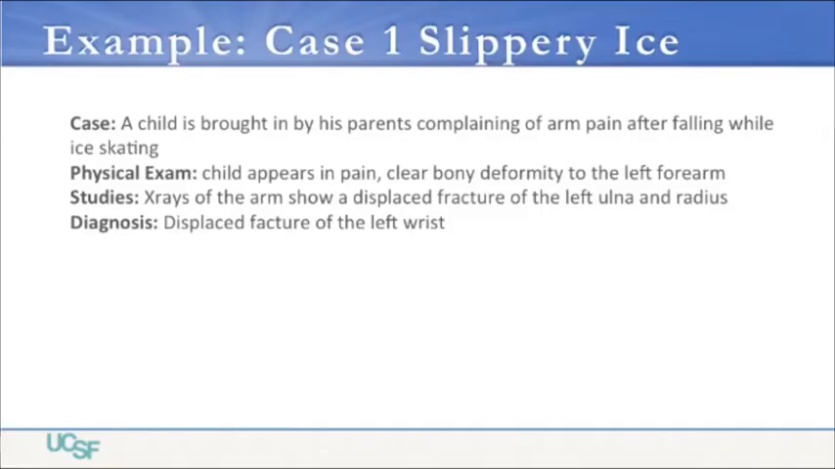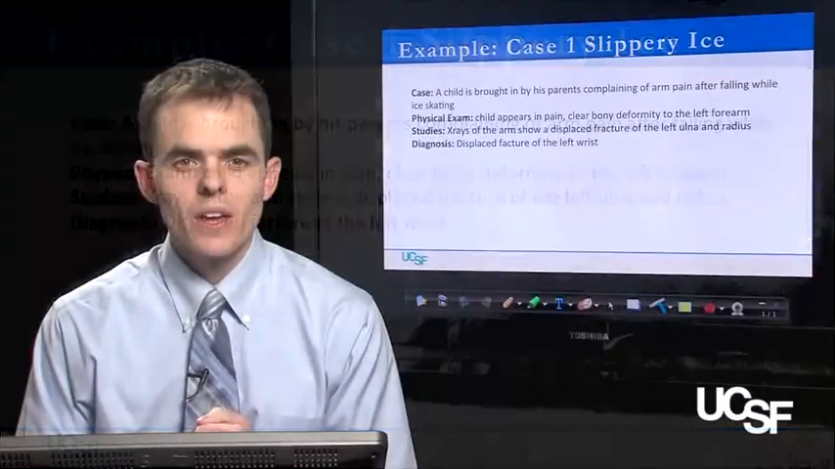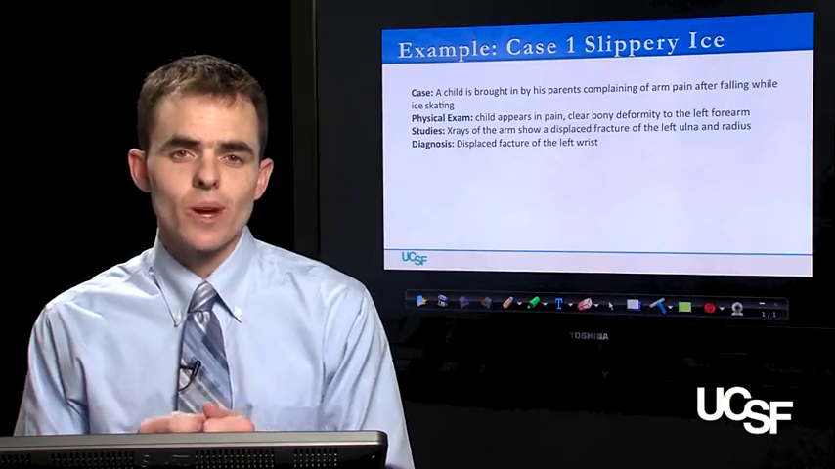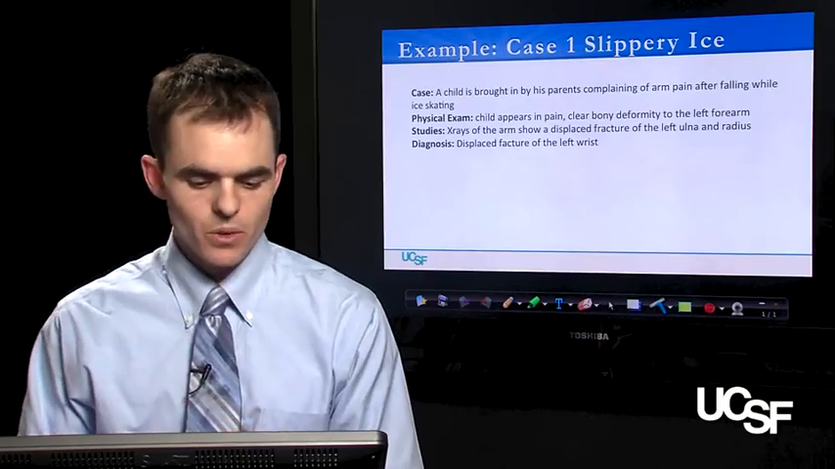So you order an x-ray, and the x-ray, as you expected, shows a displaced fracture of the left ulna and radius, and you make your diagnosis of a displaced fracture of the left wrist. Now let's look at what actually happened to that patient's illness script during this case, okay?